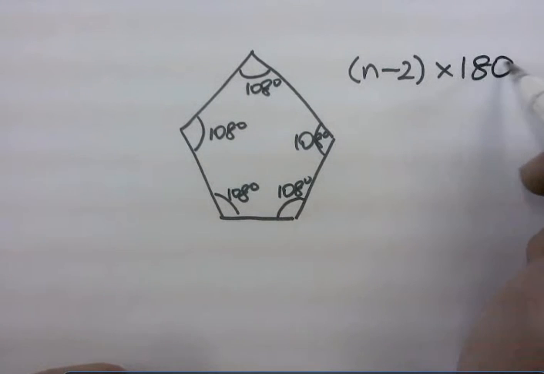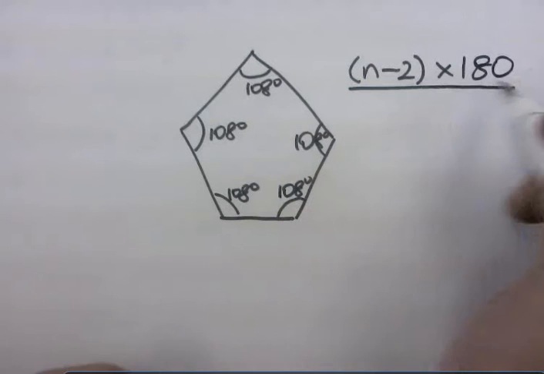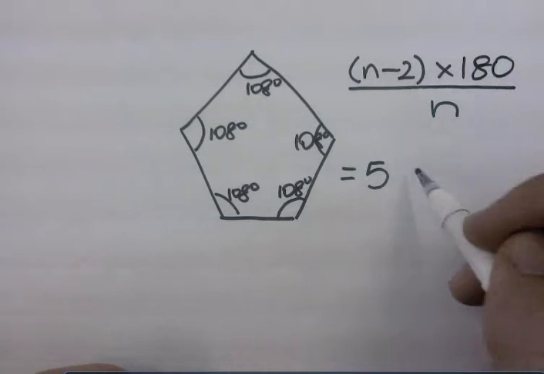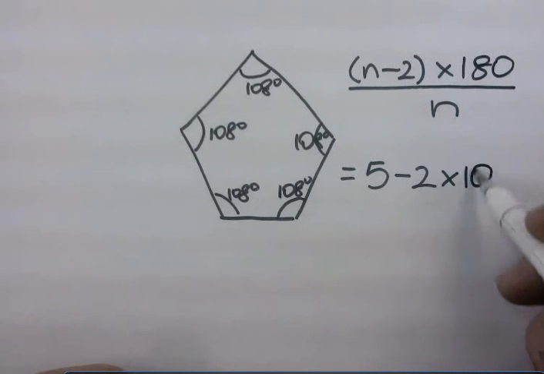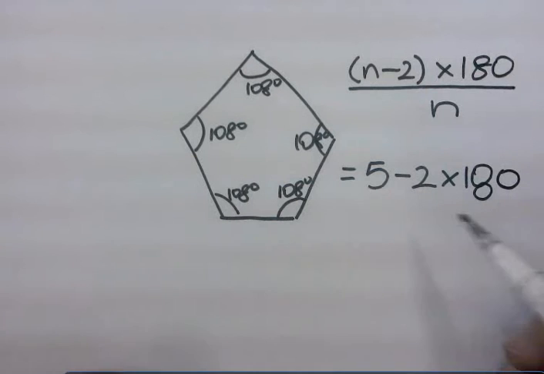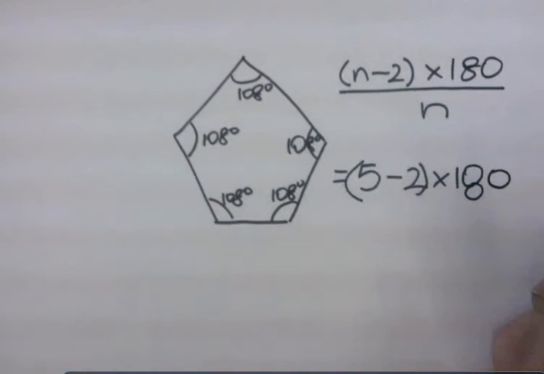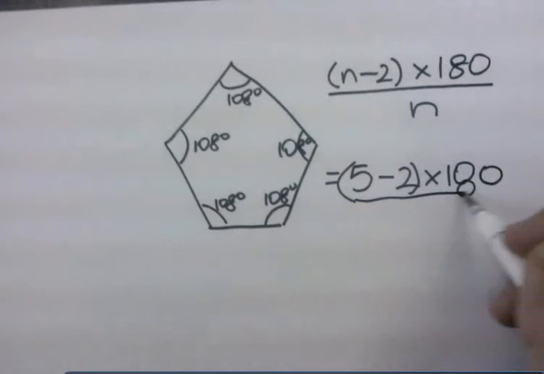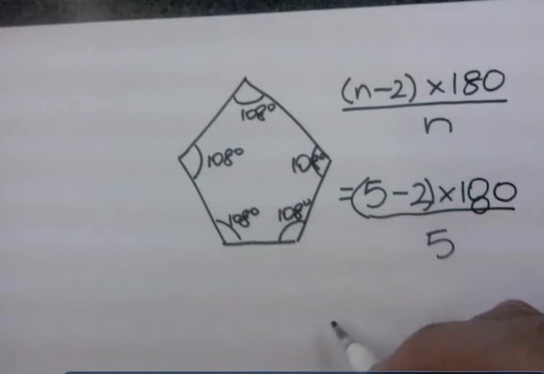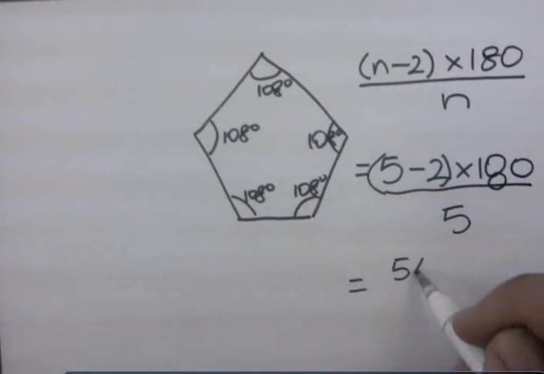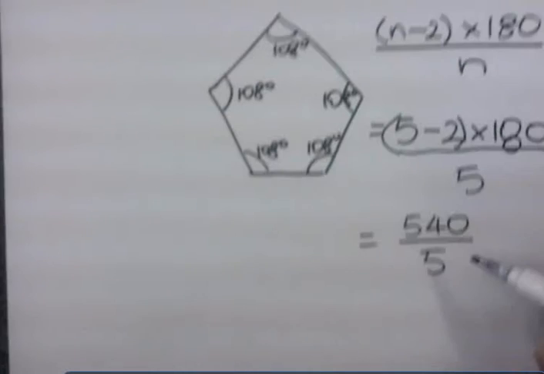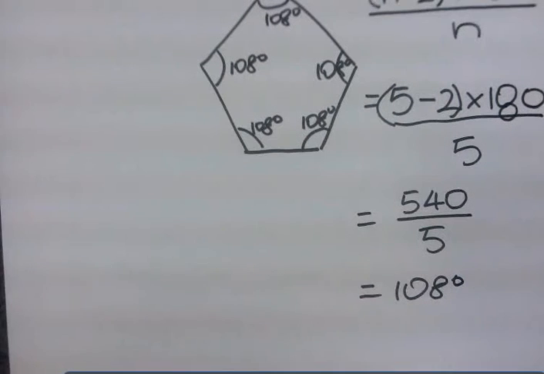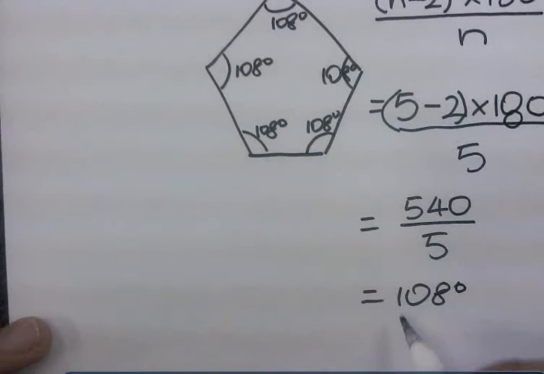180 degrees divided by n. So there's 5 sides, so n is 5, take away 2, times 180, and that should give you 3 times 180, 540 divided by 5, and that should give you 108 degrees. Okay, that's how you found 108.